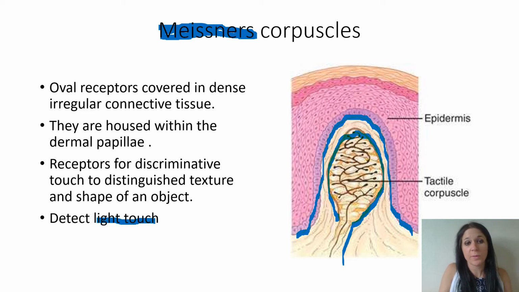Okay, so be careful because there's another receptor that we looked at that detects light touch that also starts with an M, right? So the Merkel cell. But the difference is that the Meissner's is wrapped in connective tissue and the Merkel cell is unencapsulated.